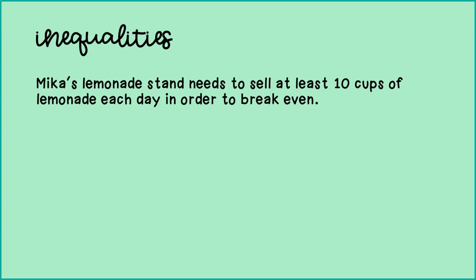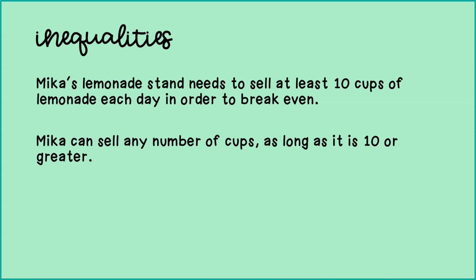Micah's lemonade stand needs to sell at least 10 cups of lemonade each day in order to break even. What I mean when I say it's a possibility is that there are a lot of different possibilities for the number of cups that Micah's lemonade stand can sell. It could sell 10 or more. So Micah can sell any number of cups as long as it is 10 or greater. That's what makes this different than an equation where we just have an equal sign, equals 10. This is at least 10, but could be any number greater than 10.